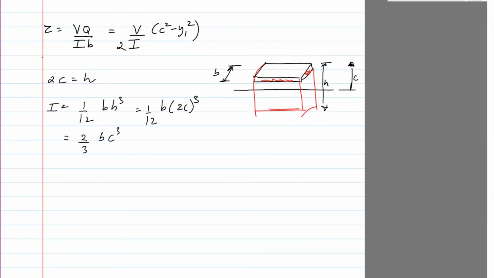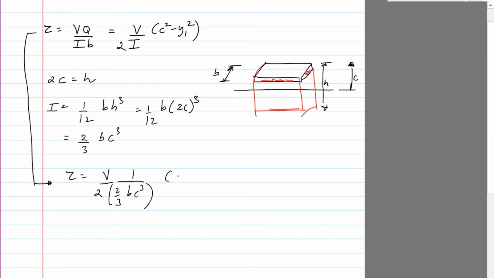So take this formula and substitute the values: V divided by 2, the I is 2/3 b c cubed, and then c squared minus y1 squared.